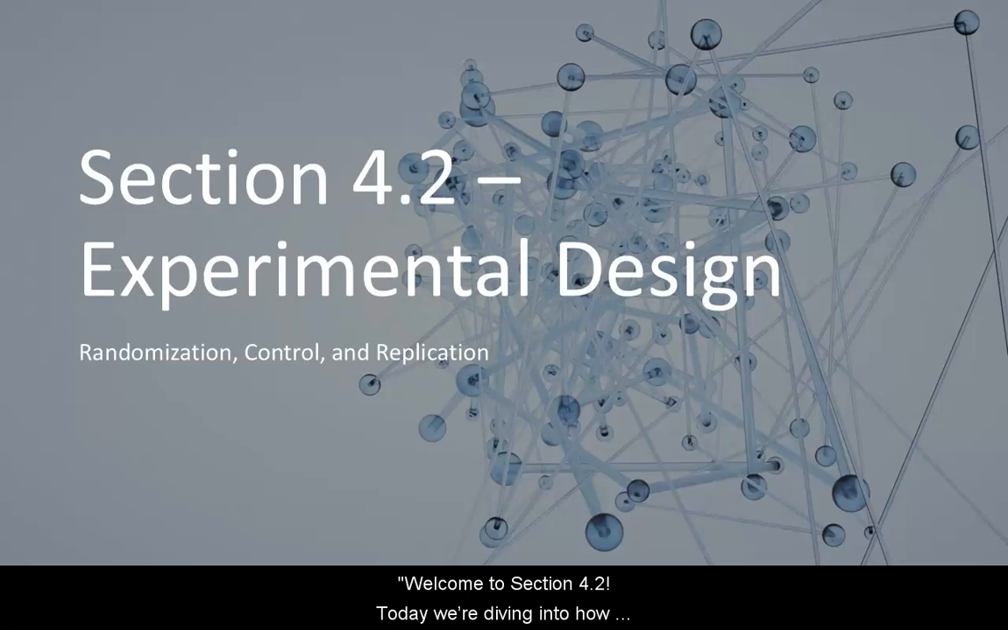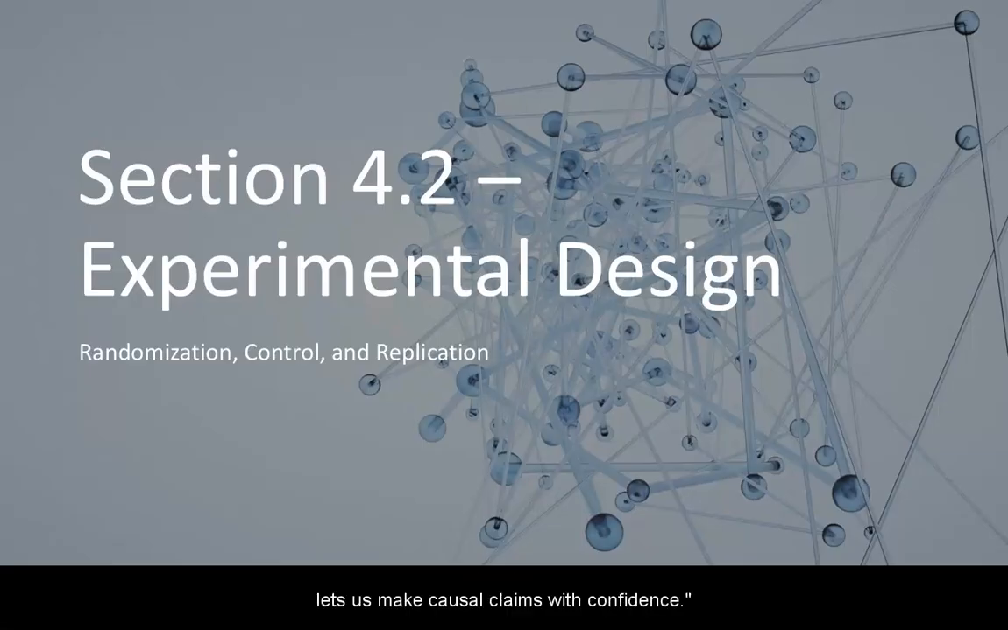Welcome to section 4.2. Today we're diving into how experiments are designed, why randomization and control matter, and how you can use software like Excel and R to support solid experimental planning. A well-designed experiment lets us make causal claims with confidence. If you need a reminder on what causal claims are, go back and review section 4.1.